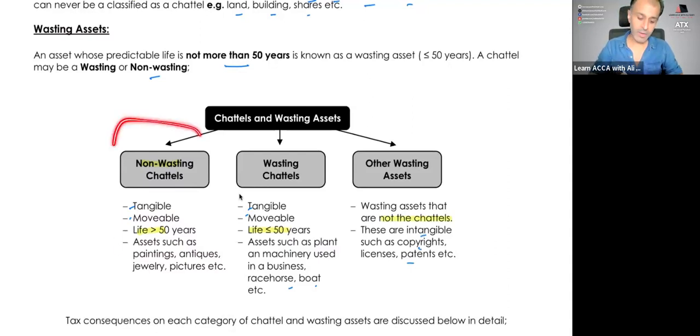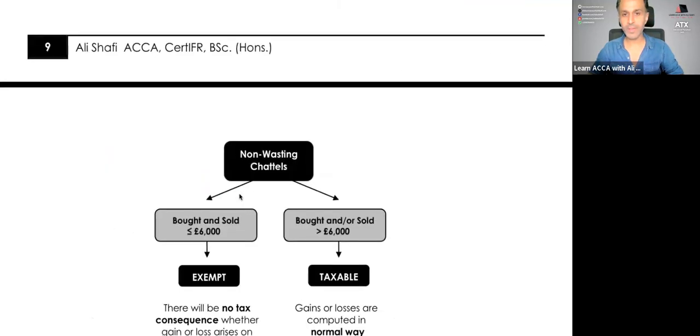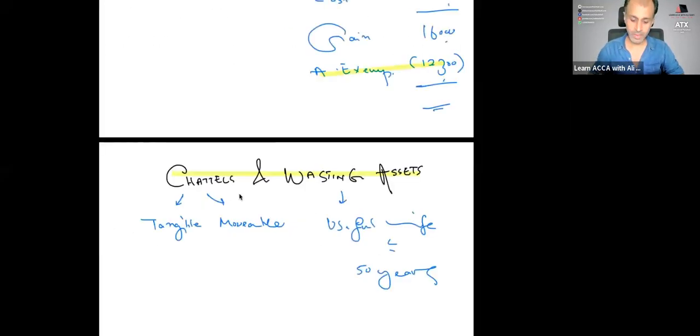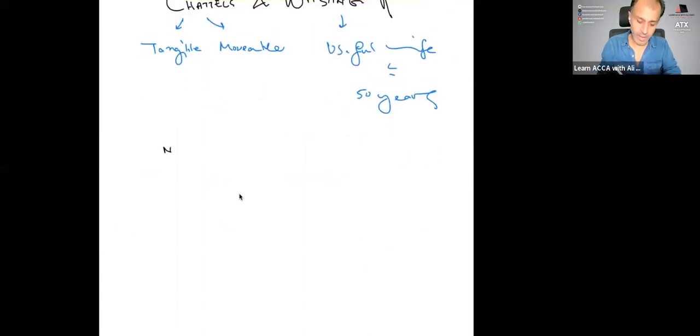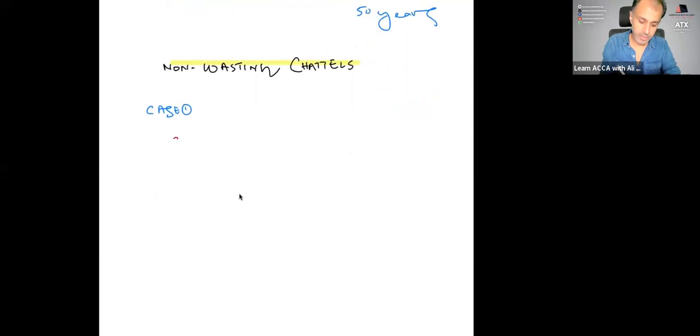So let's start with our first category, the non-wasting chattels. Under the banner of non-wasting chattels, there are a lot of examples; I will put forward small examples to explain. And then we will also look back and see the way things are written in our lecture notes. That's case one, where I can make two further cases down under, case A and case B.